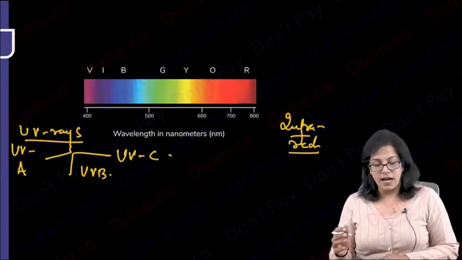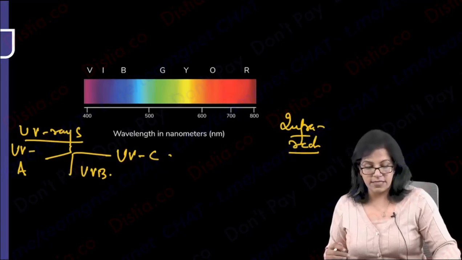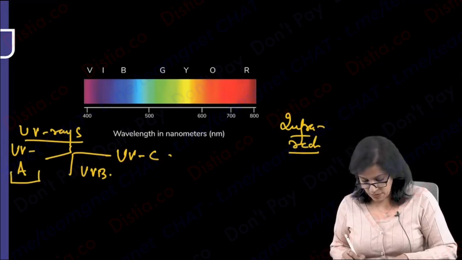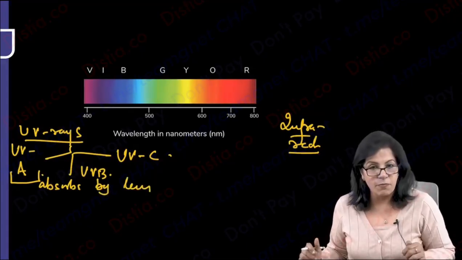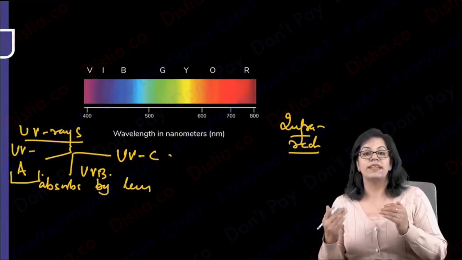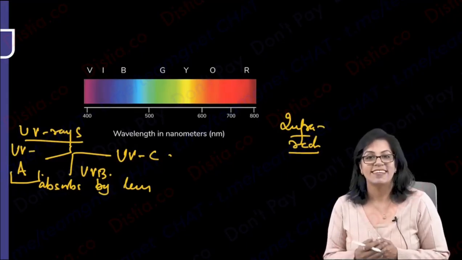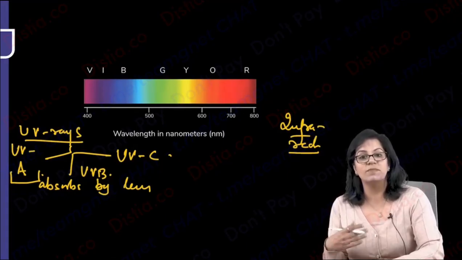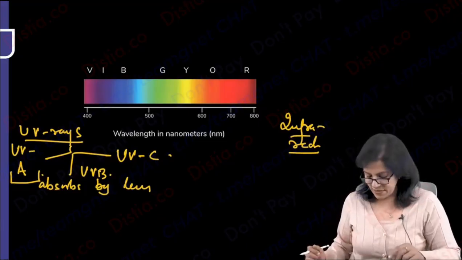Now A rays are generally the shortest wavelength rays. These are mainly absorbed by the lens. Just remember this. A normal lens absorbs this, and this is the reason that when you are operating on a cataract patient and removing the lens, he may see more of the blue color. That is why there are IOLs which absorb blue color so that the patient is not disturbed much. So that was one clinical significance here.